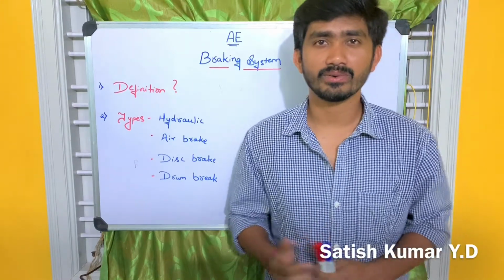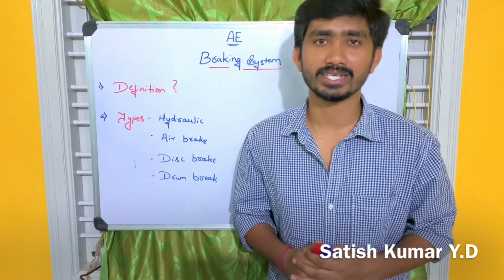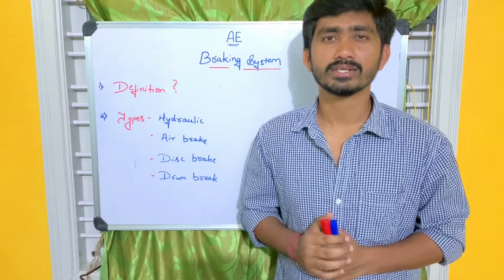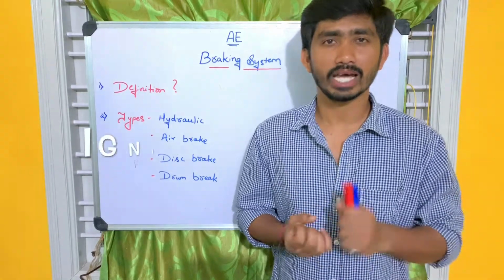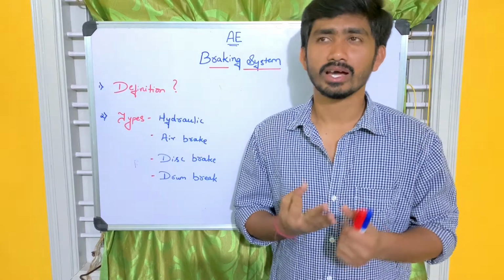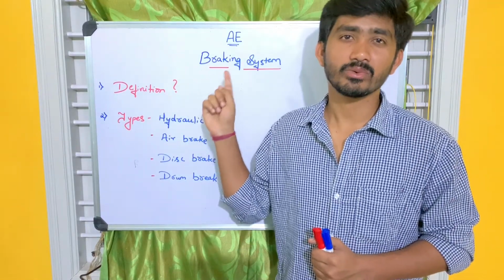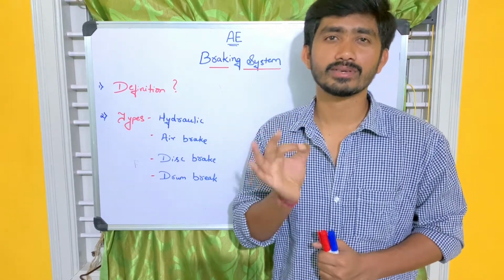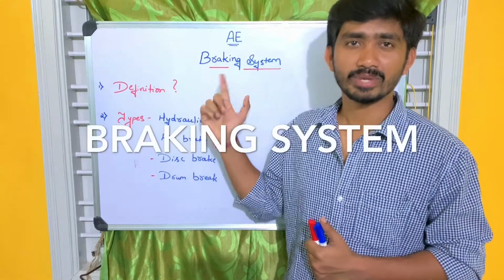In this video, I will be starting a new chapter related to automobile engineering. There are different kinds of systems in an automobile vehicle, such as the ignition system, lighting system, air conditioning system, and so on. Among these, the braking system is one of the most important systems. The chapter that we are going to study is the braking system.